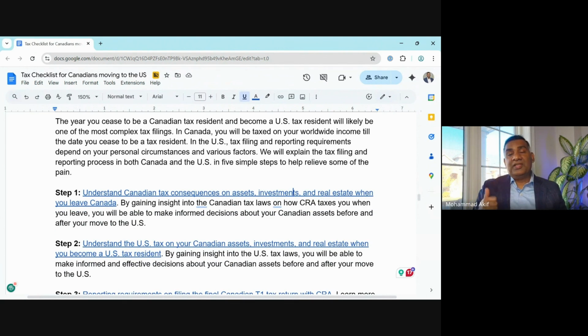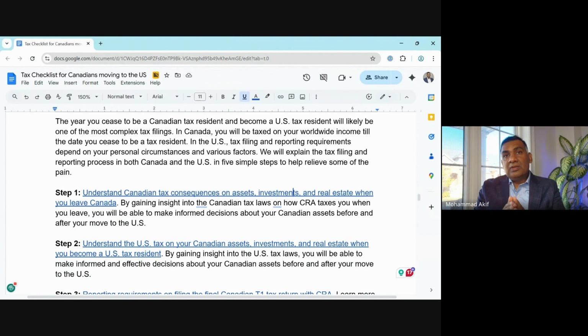Step number 1 is to understand the Canadian tax consequences on assets, investments, and real estate when you leave Canada. This is very important because this is how it starts. This is how it starts on the Canadian side, and this is how it starts on the US side. So make sure that you understand how the CRA will be taxing you on certain assets. That's step number 1.